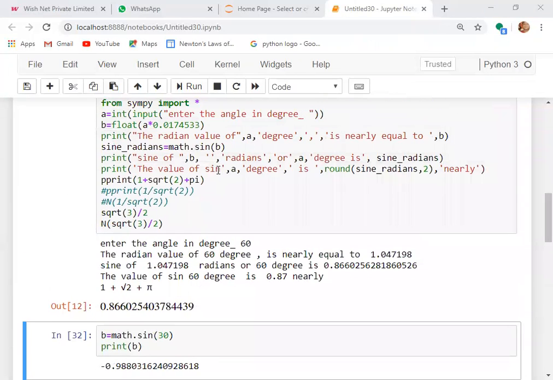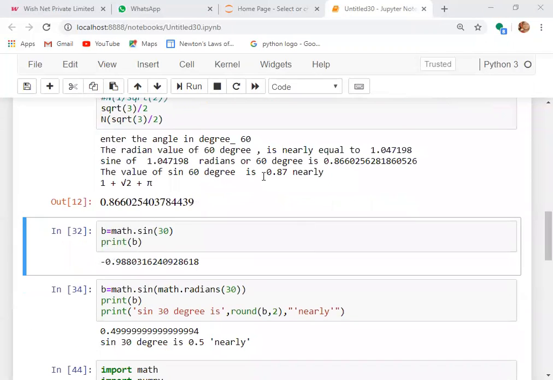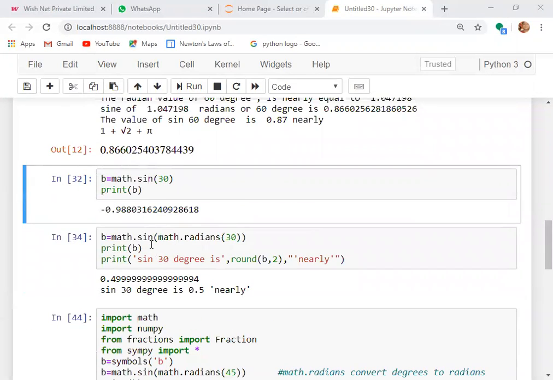In the previous example, we had to multiply by a factor, 0.0174533, to convert degrees into radians. But there is also a module inside math that easily converts degrees to radians, and that is known as math.radians. With the help of math.radians, you can easily convert any degree value to a radian value, and then it will be executed by the sine function.